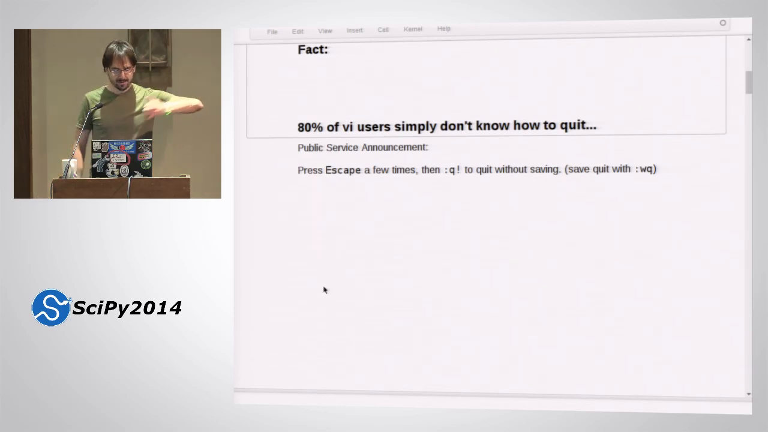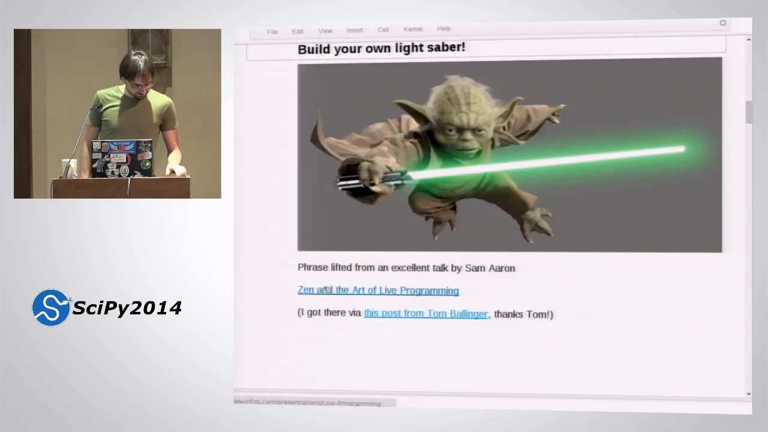So there's the public service announcement. That's how you actually quit VI, and I gave you the two versions of it, with saving and not saving. So we can move on from that. That ate up about 2 minutes.